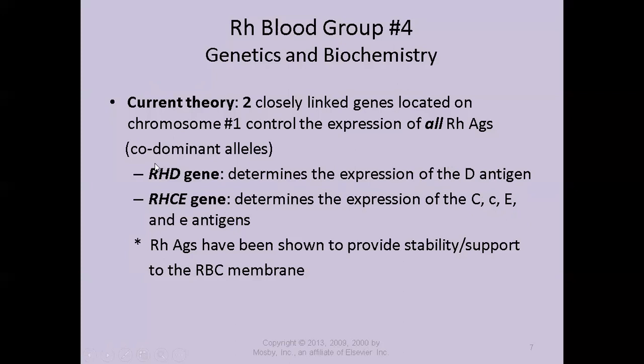So interestingly enough, as research was being done over the years, it's been proven that these Rh antigens, not just D, but the C's and the E antigens, they actually have a job. They've been shown to provide stability and support to the red cell membrane, and that is what allows our red cells to live that full 120 days. When individuals lack some of these Rh antigens, the red cells do not survive very long. And we'll get into some details about that a little bit later in this lecture.